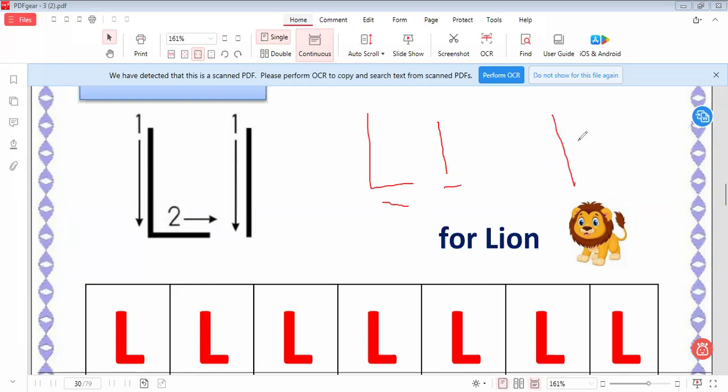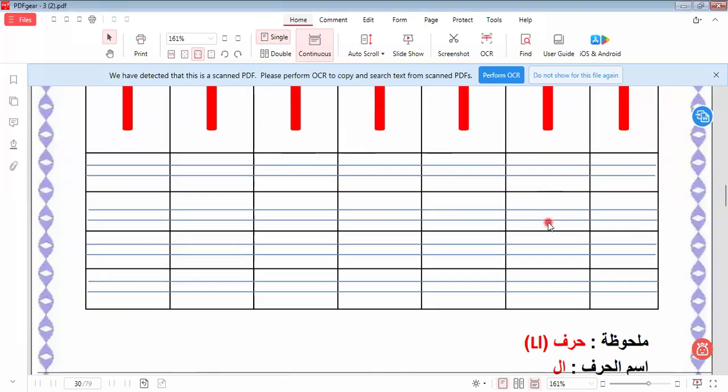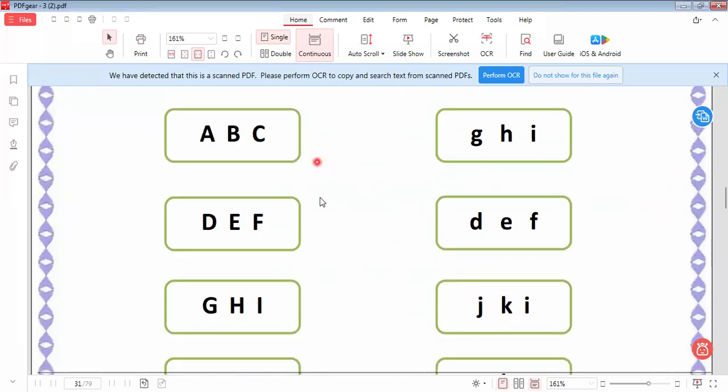This is letter L, and this is called lion. I think all of us go to the zoo and see the lion, and we watch it on TV. I think most of us watch the lion on TV. It is not strange for us. Here we have capital A, B, C. Where are A, B, C small? This one. D, E, F.